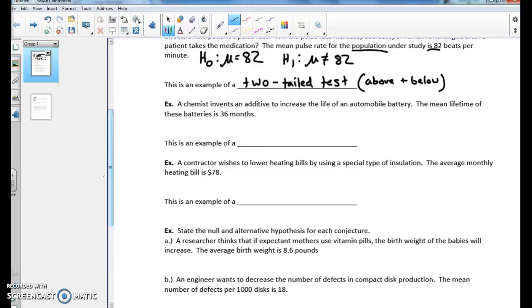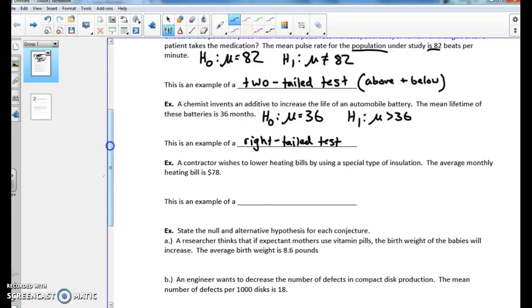The next one, a chemist invents an additive to increase the life of an automobile battery. The mean lifetime of these batteries is 36 months. So let's start with our null hypothesis, H0, H sub 0. Our mean here, mu, is equal to 36. And this time our alternative hypothesis, mu, this is going to be just on one end now. We only want to increase, so we are only looking at things greater than 36. Okay, and this is an example of a right-tailed test.